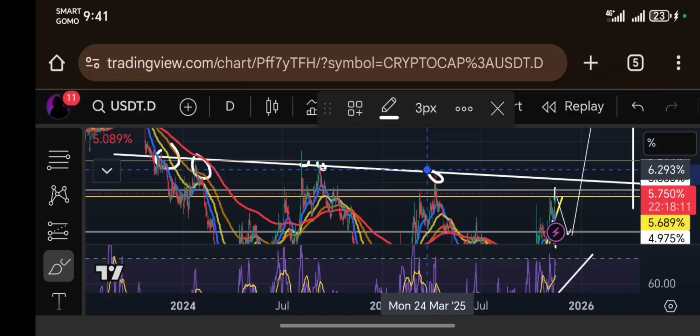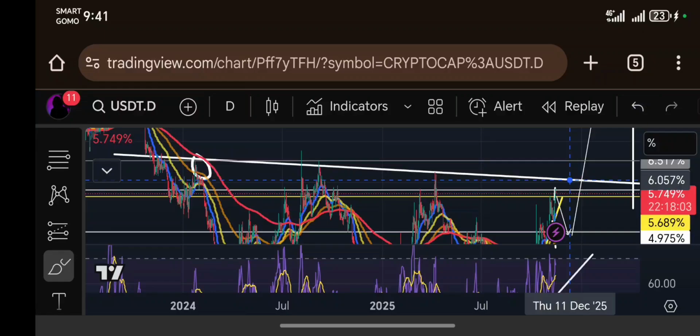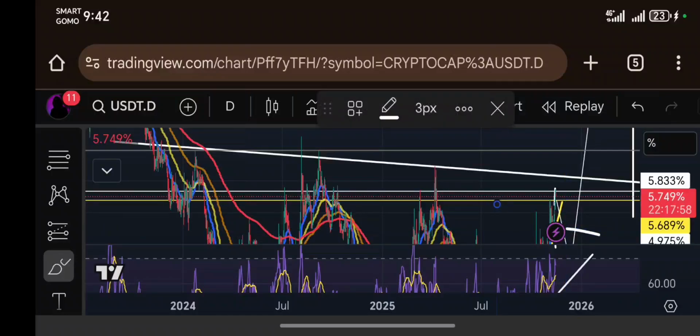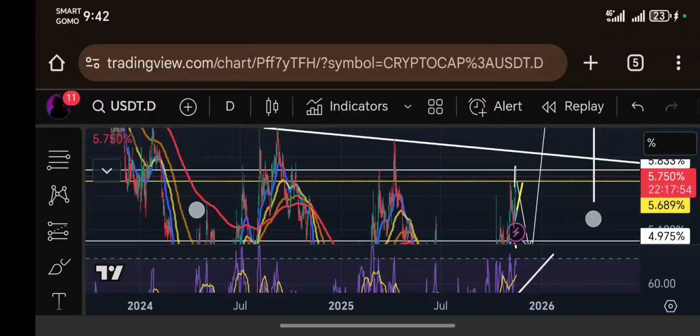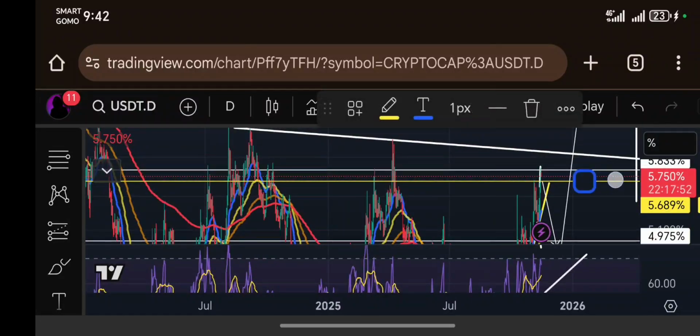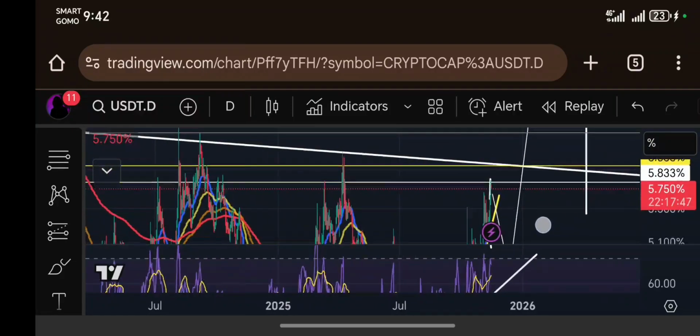Now I'm expecting US dollar dominance to still pump to this area, 6.05, and crypto will also bleed. Okay, but I'm not doing anything. Why? Because we are near the end of the line. Okay, I'm gonna leave it like that.